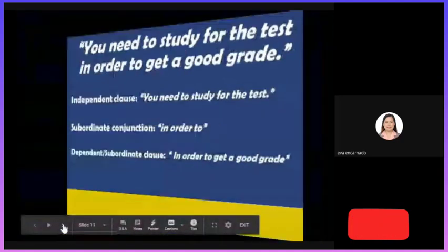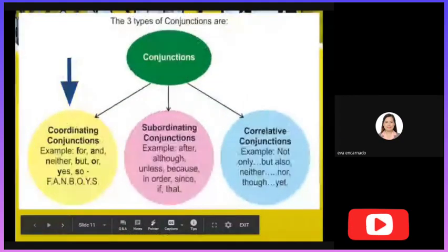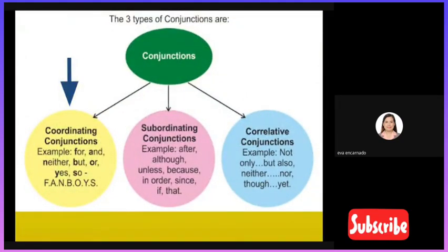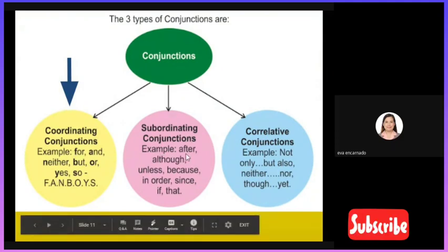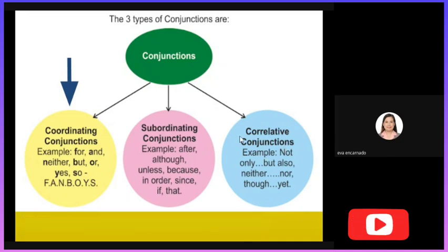All right, let's move on to our main topic. Remember, class, there are three types of conjunctions. We have coordinating conjunctions, subordinating conjunctions, and correlative conjunctions. Last time, we discussed subordinating conjunctions. But today, we are going to talk about coordinating conjunctions. So, let's focus on coordinating conjunctions. So, teacher, what is a coordinating conjunction? This is not new to you because we've already discussed this in our compound sentences.